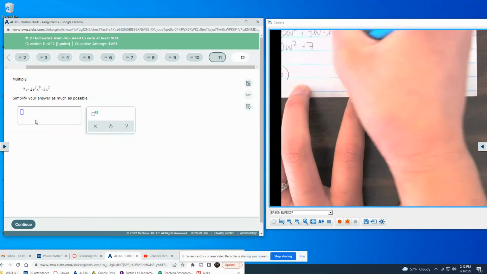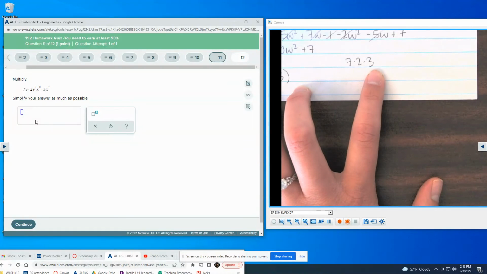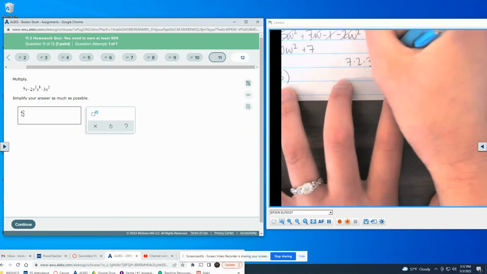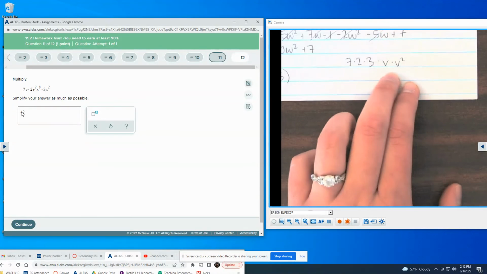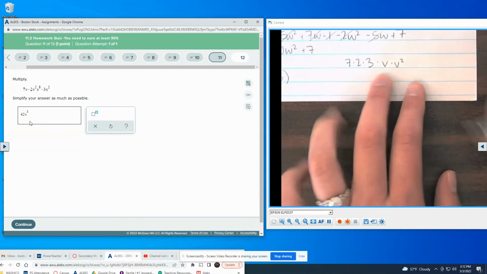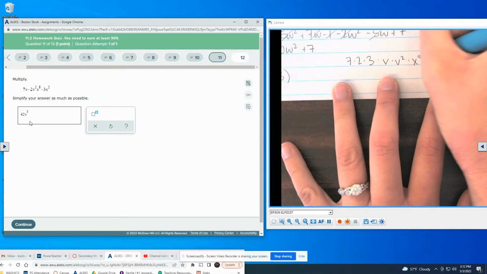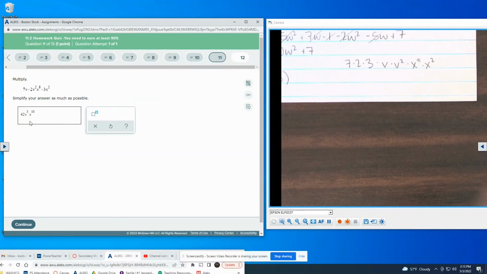So our first step is going to be to multiply the numbers together. So I'm going to do 7 times 2 times 3. I think we get 42 if you multiply all that together. You can use a calculator to double check your steps. Then we have a single v and then a v to the second power being multiplied together, so I get v to the third power. And if I look at the x's, there's an x to the 8th power and an x to the 2nd power, so we would get x to the 10th power. And that's that one.